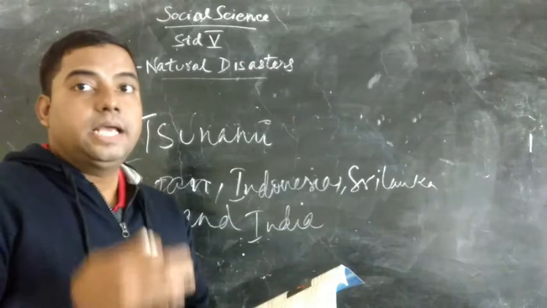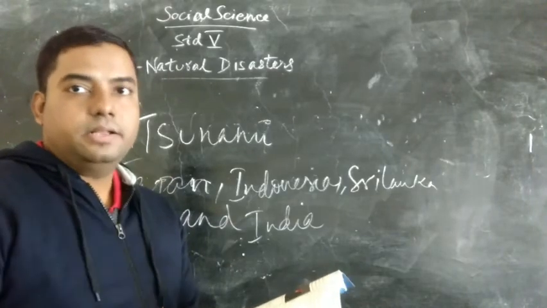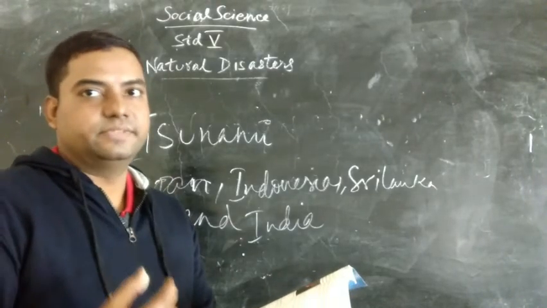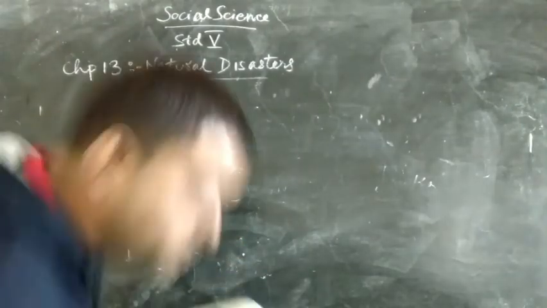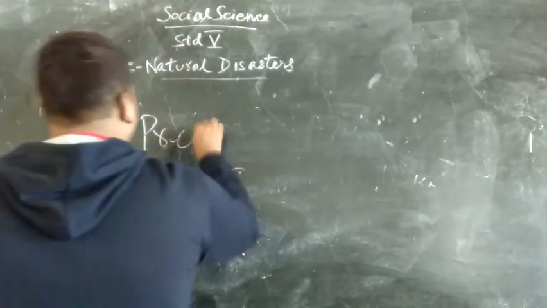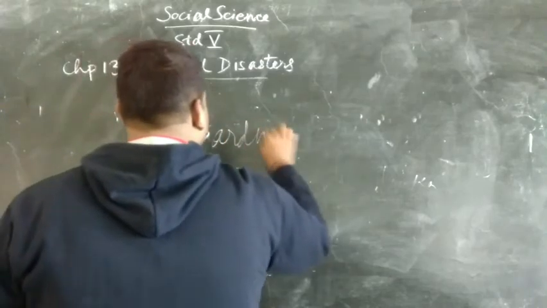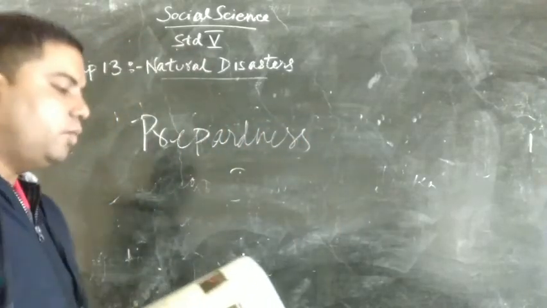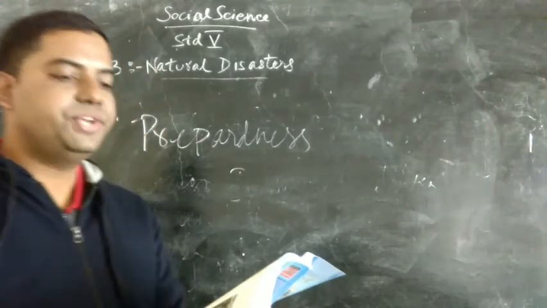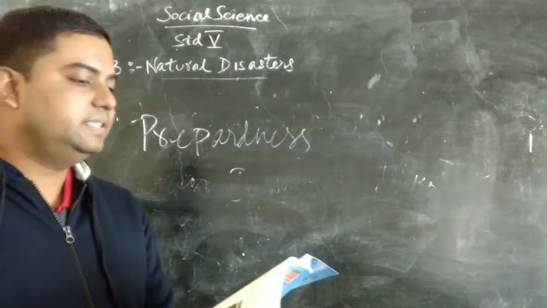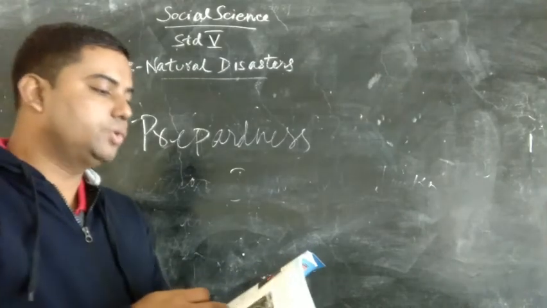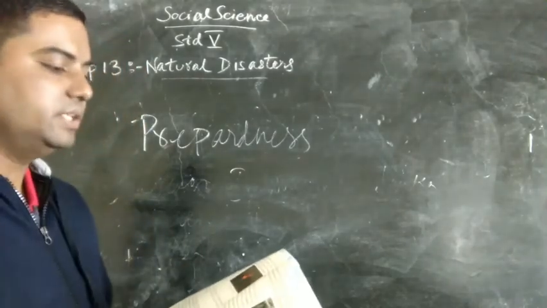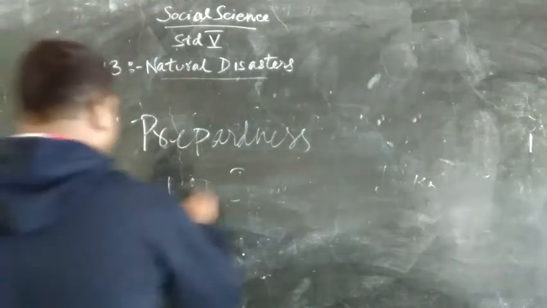Now, how can we avoid, or how can we locate where the tsunami is coming and save ourselves? Let's see the preparedness also. Preparedness. A tsunami warning system was set up under the initiative of the United Nations. This system will alert all nations around the Indian Ocean in case of impending tsunamis. So, a tsunami warning system was set up under the initiative of the United Nations, that is the UN.